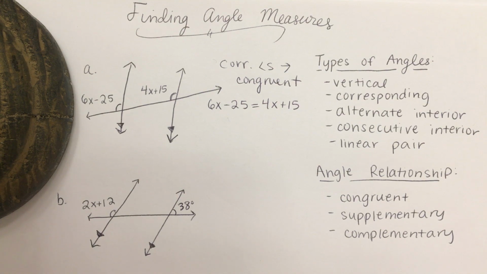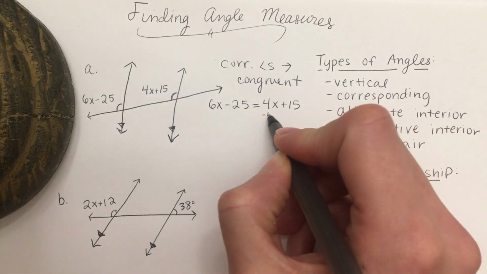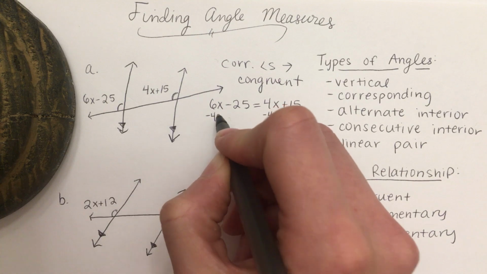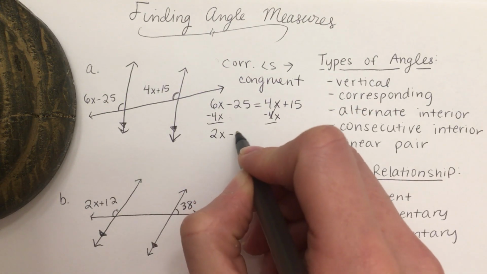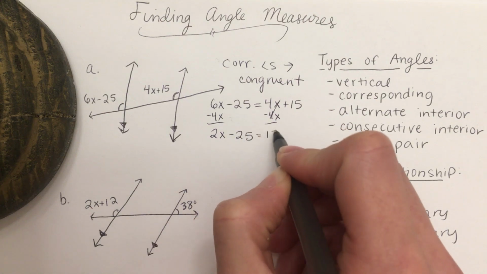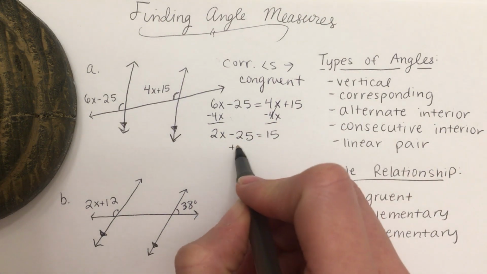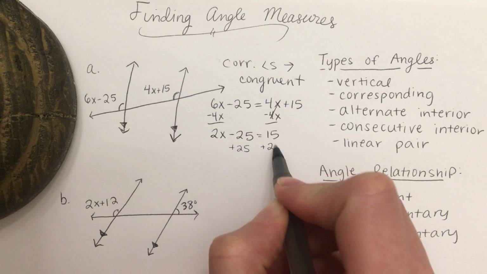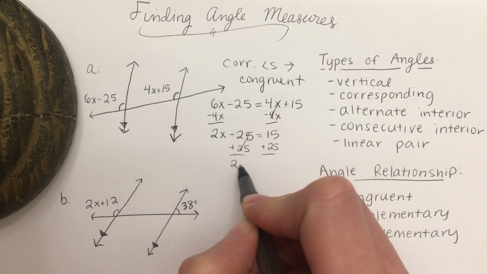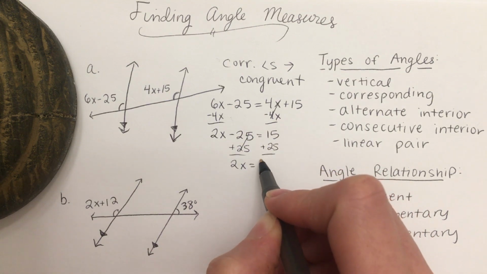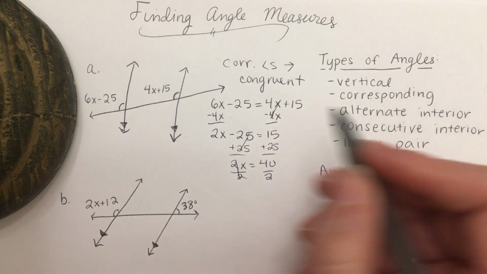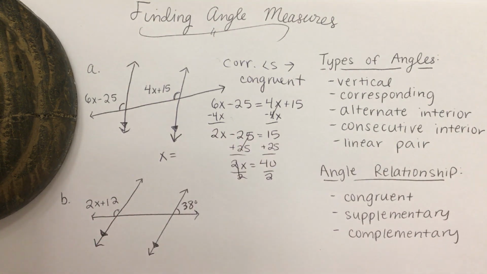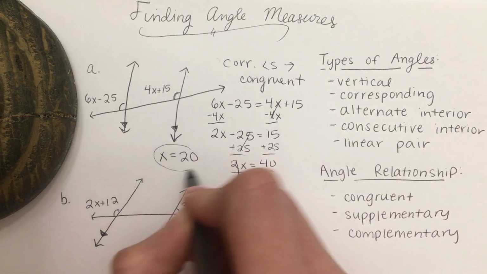So from here, I'm going to then solve for x. Just real quickly, I've got to move my 4x over. So I'm going to subtract 4x from each side, which leaves me with 2x minus 25 equals 15. Add 25 to both sides, which is then going to leave me with 2x equals 40, and then divide both sides by 2, leaving me with x equals 20 for this first problem.